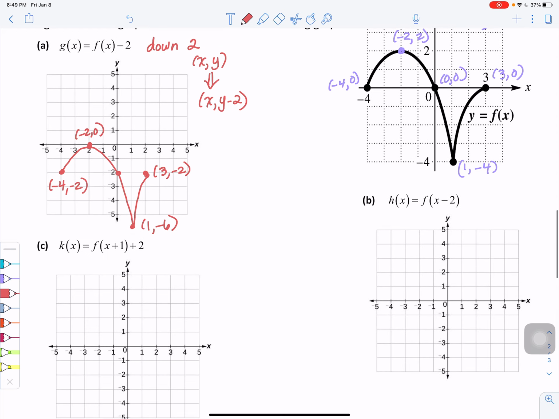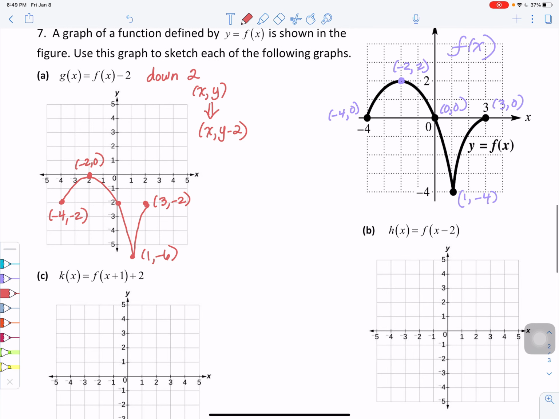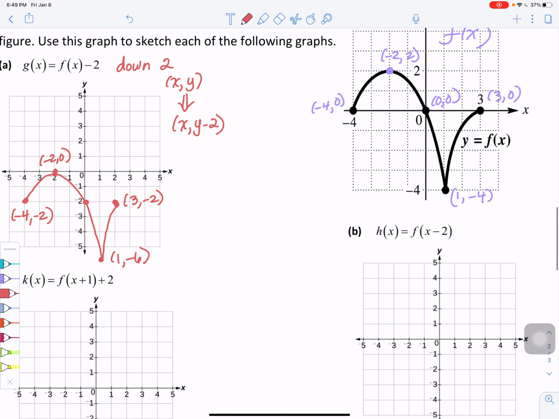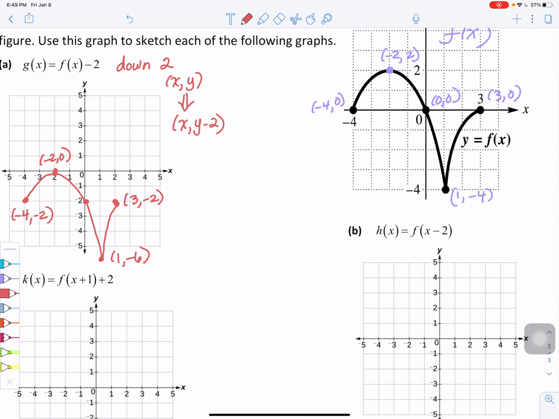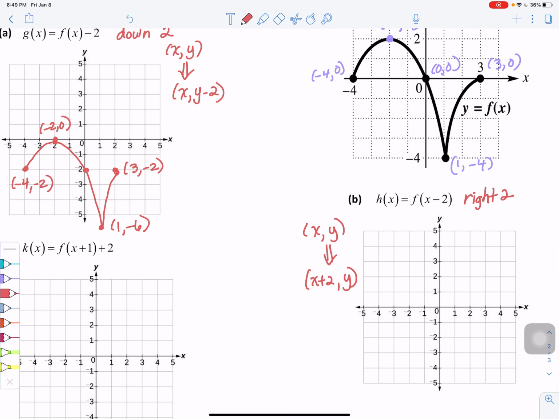Let's take a look at this one here in B. Let's do B next. So B shifts to the right 2. So what will happen there is we will have the same x and y values as above, but we will be adding 2 to every x value. Okay? So negative 4, 0 is now negative 2, 0.